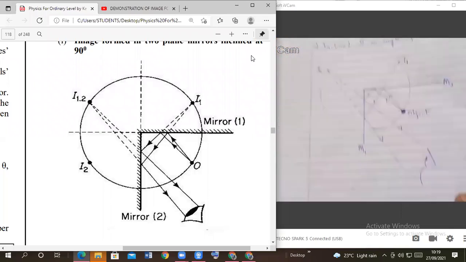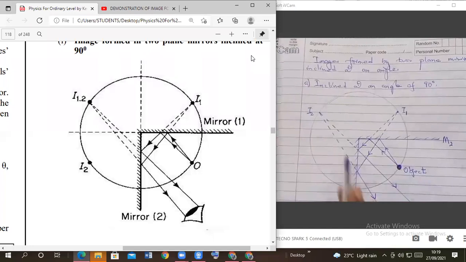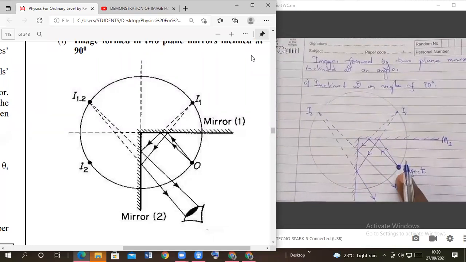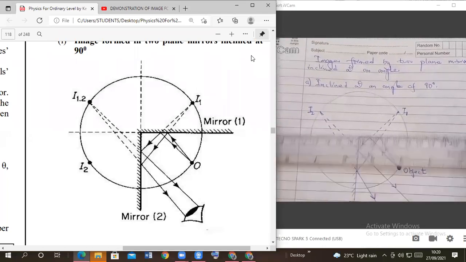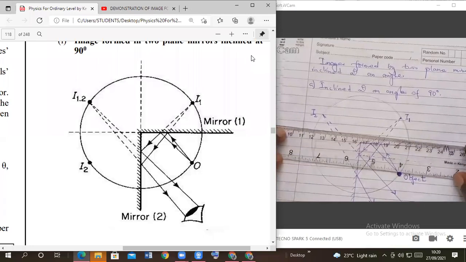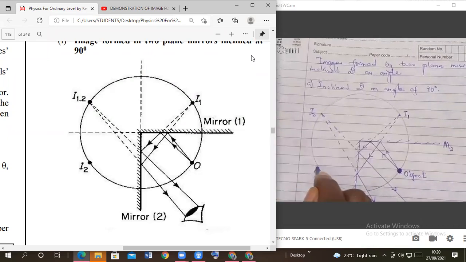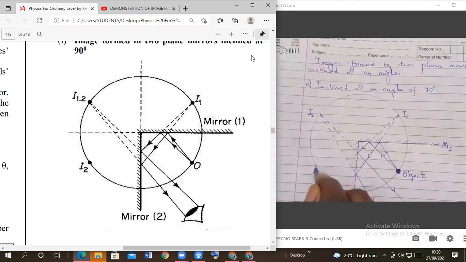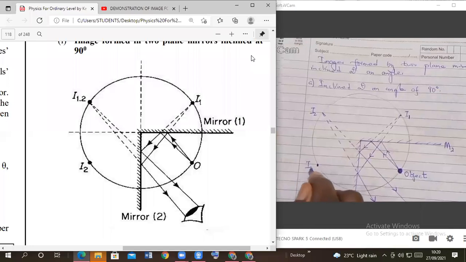All right. So you find that this object here is exactly in front of mirror M1, which means it will also form its image here. The image must be on the same line, if you remember very well. So the image will also be formed here. So let's call this one image number 3.